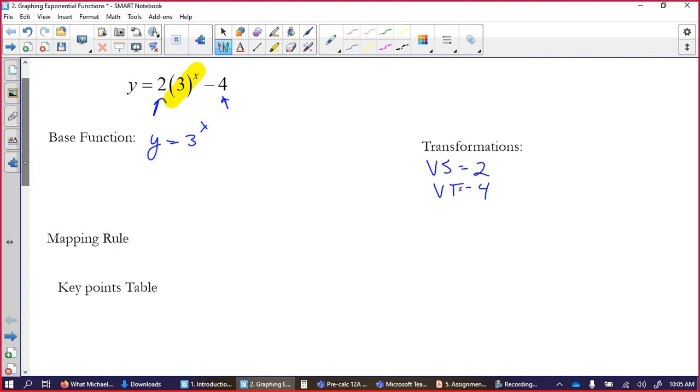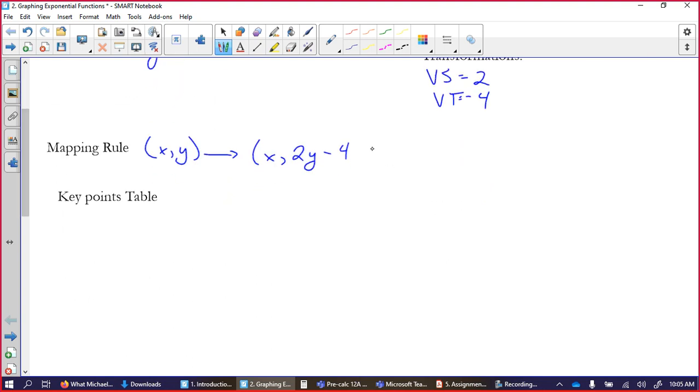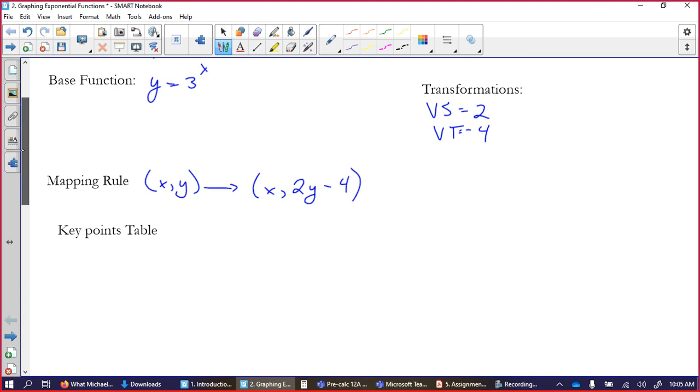So we list our transformations. We do a mapping rule. X isn't changing. The y is stretched by a factor of 2, and then we move everything down 4 units. So that's the same process, and that's why we can go through and we did transformations on all sorts of basically random lines. Well, if we can identify transformations from an equation, we can write a mapping rule.